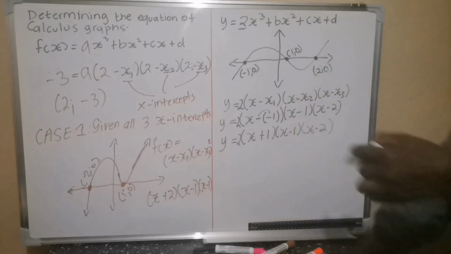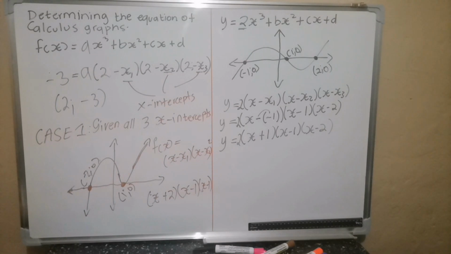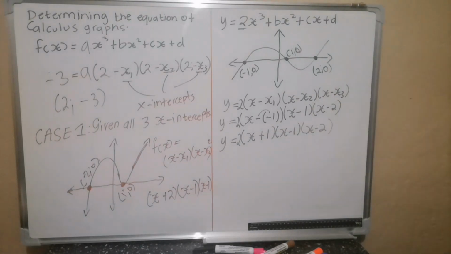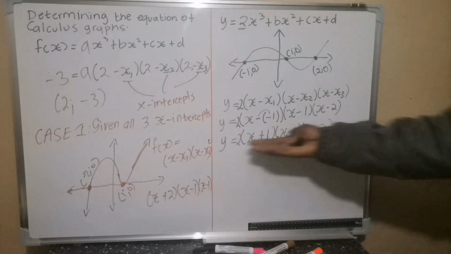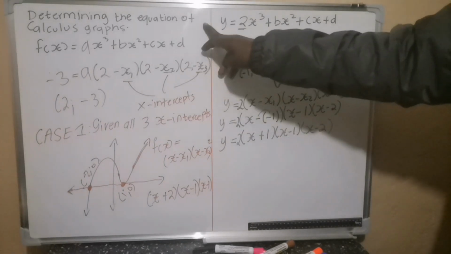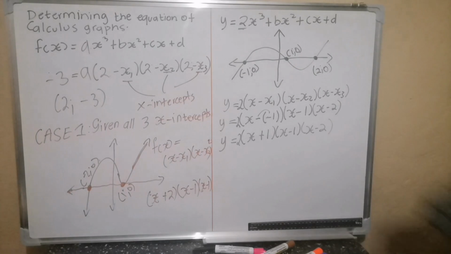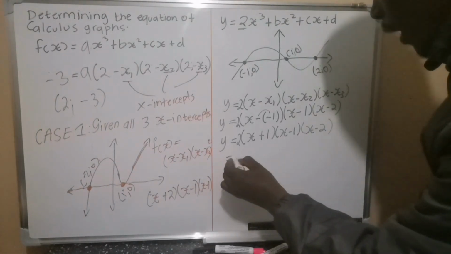Now guys, I hope you can hear me. So you have 2, you left 2 there, remember? Then I'm going to simplify these brackets out. I'm going to write this function or this equation in the standard form to be able to point out the value of b, the value of c, the value of d. Let me just do that. So I'm going to leave out this 2.